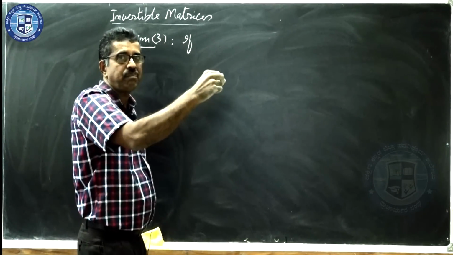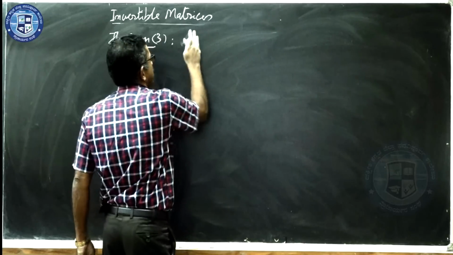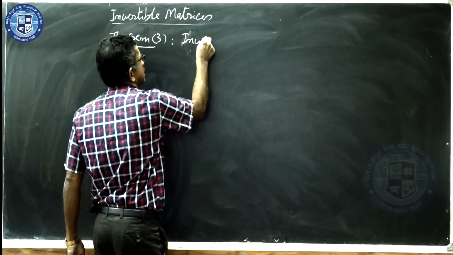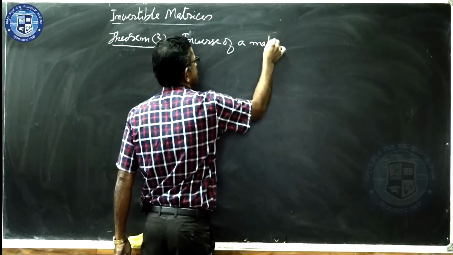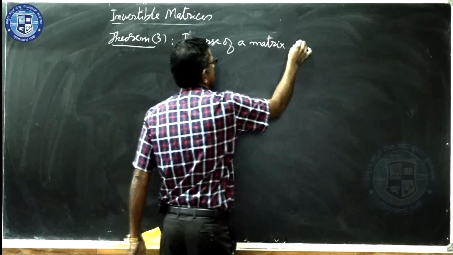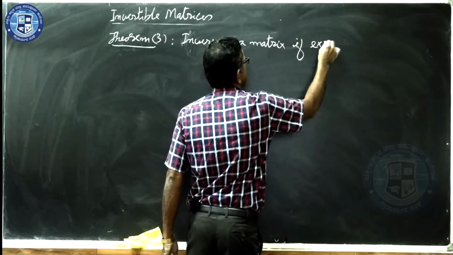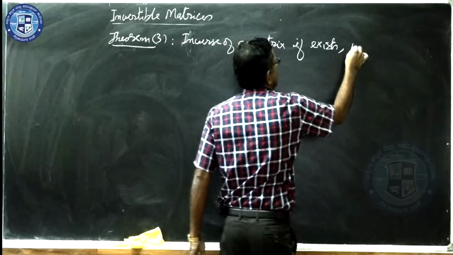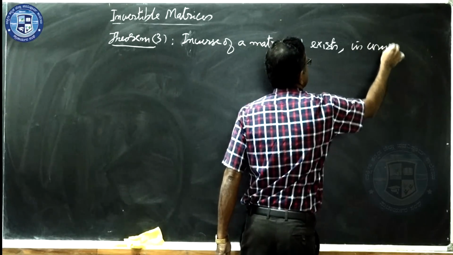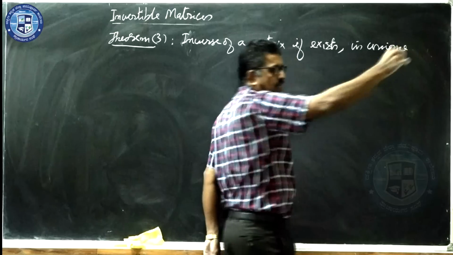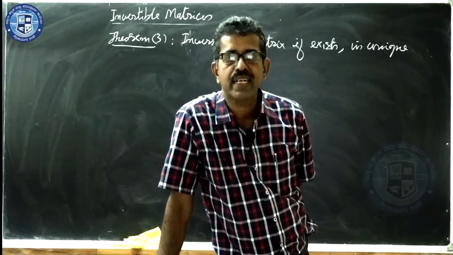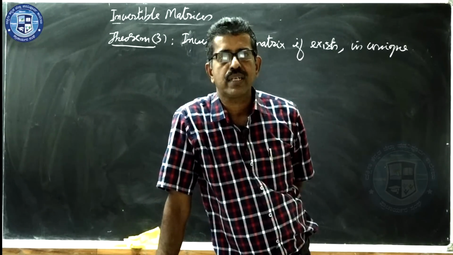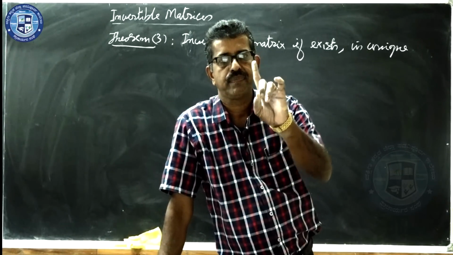So what is that theorem? I told you: the inverse of a matrix, if it exists, is unique. Not weak, unique. What do you mean by unique? Uniqueness means there exists only one.